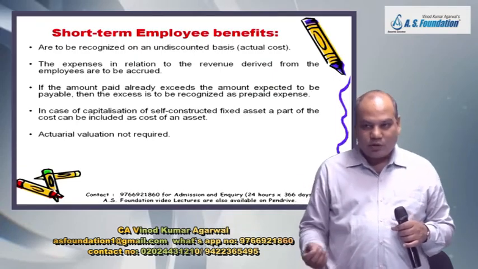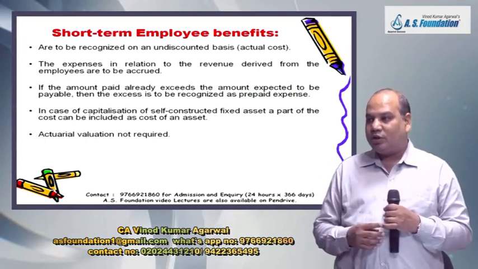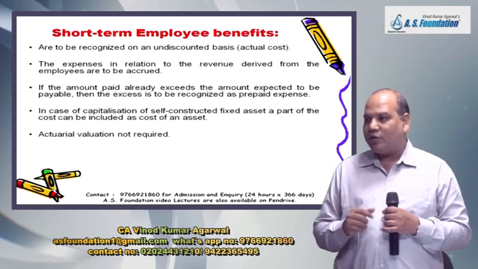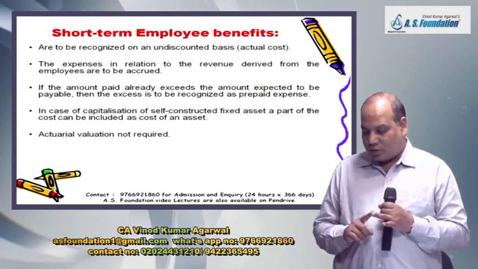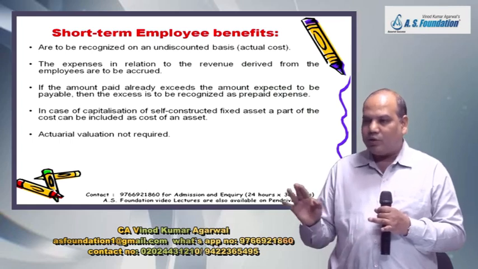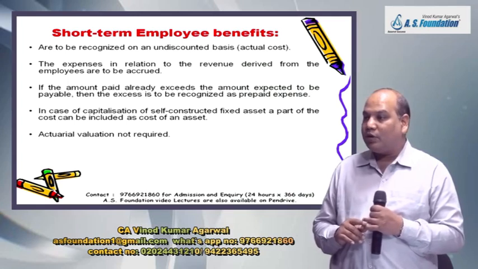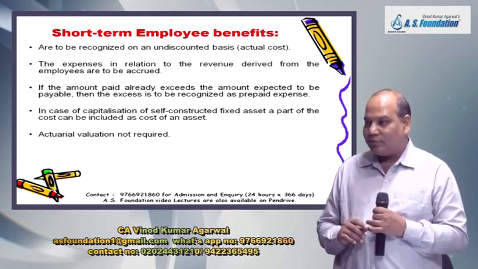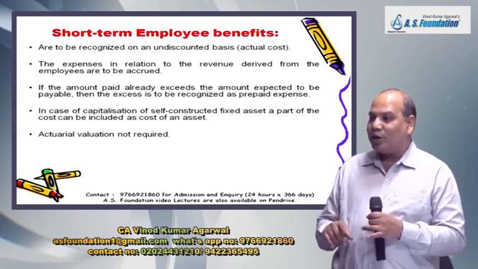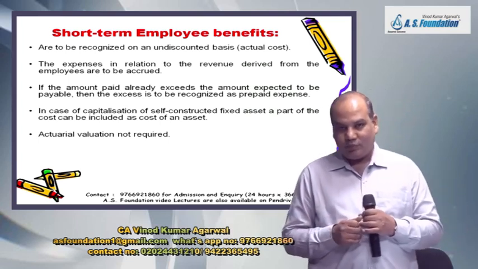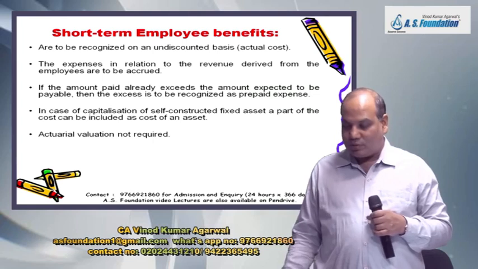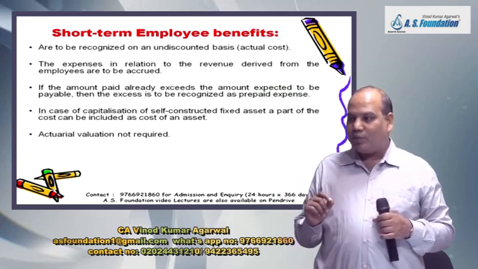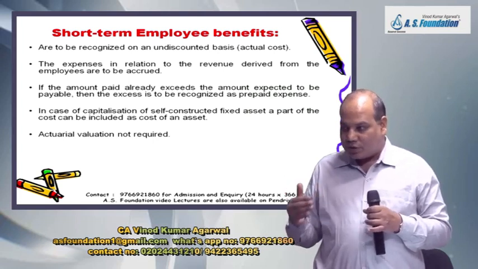So what are the journal entries you pass here? Journal entries, write down. First entry you write down: employee benefit account debit to bank. Second entry, employee benefit account debit to outstanding employee benefit if there is a short payment. Third entry, prepaid employee benefit to employee benefit if there is a prepayment.